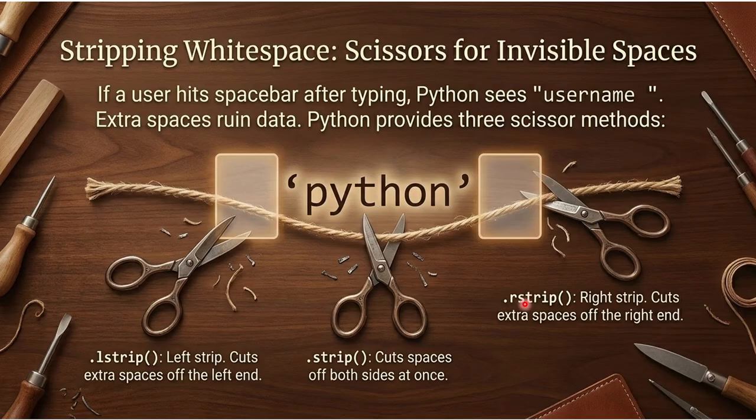Then you have rstrip. What rstrip does is cut extra spaces off the right end. Whatever spaces you have on the right side, if you apply rstrip, it will remove those extra spaces on the right.